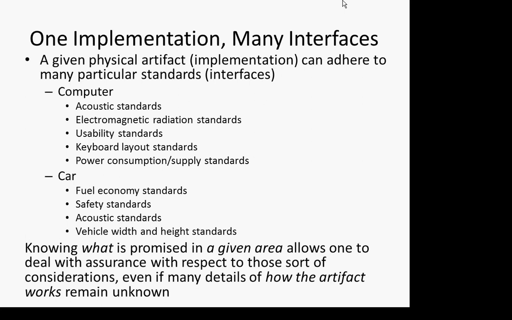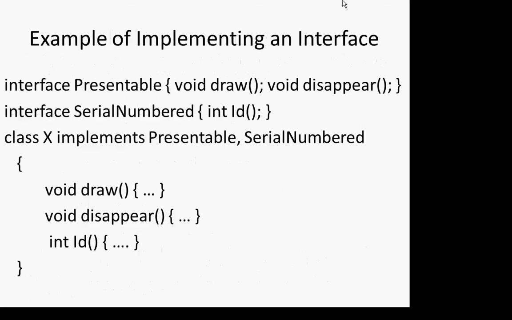So knowing what's promised in a given area allows us to deal with assurance about this artifact, even if the exact details of the artifact remain unknown. So we may have something like this, where class X implements these two different interfaces, each of which guarantees certain things. It has a contract. Does that make sense? Yeah?